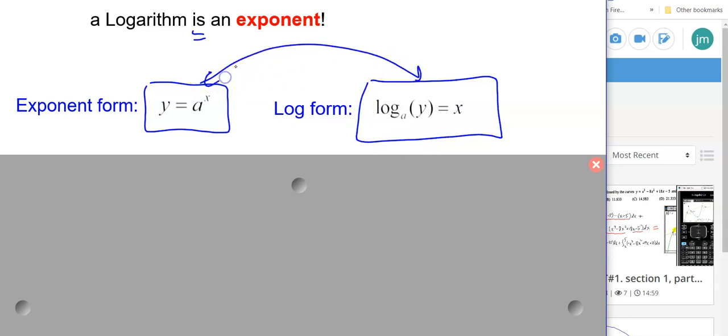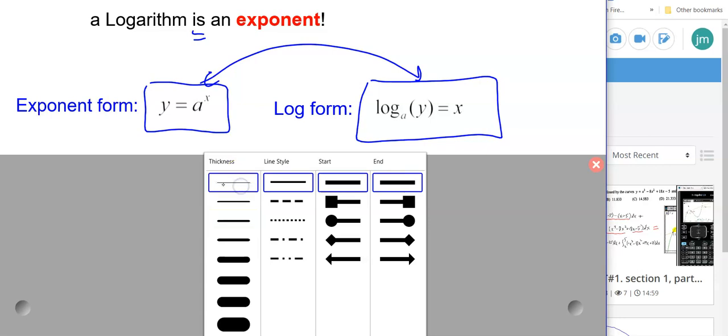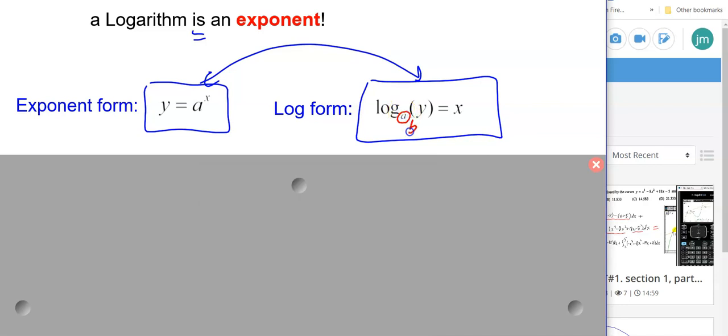They're interchangeable. One's called exponent form or exponential form. One is log form. And so we're going to identify some important characteristics in here. What I would recommend is identifying the base. So in a logarithm, the base is down low. So the base is a there. It's down low. It's a subscript.